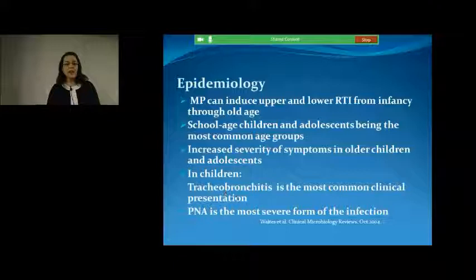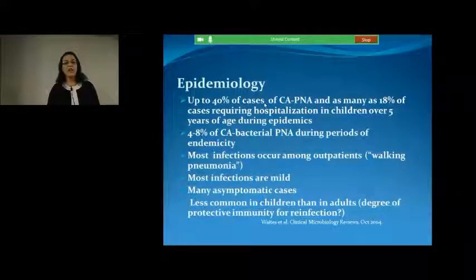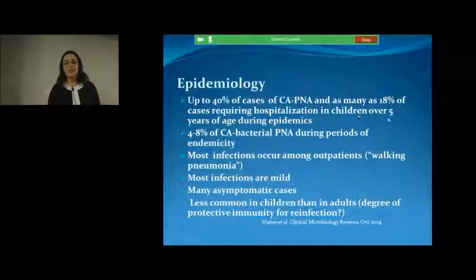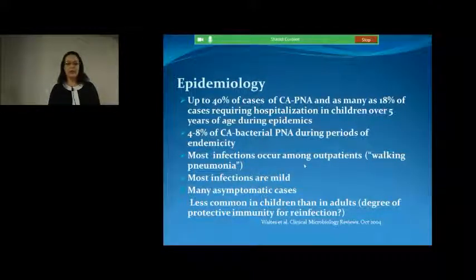In children, tracheobronchitis is the most common clinical presentation of a Mycoplasma infection, and pneumonia is the most severe form of the infection. Mycoplasma can cause up to 40% of cases of community-acquired pneumonia, and as many as 18% of the cases requiring hospitalization in kids over 5 years of age during epidemics. During the endemic periods, Mycoplasma accounts for 4 to 8% of the community-acquired bacterial pneumonia. Most infections occur among outpatients. So that's the reason we call it walking pneumonia.